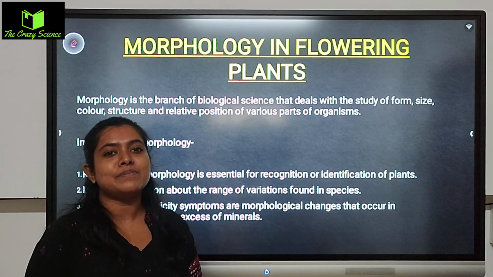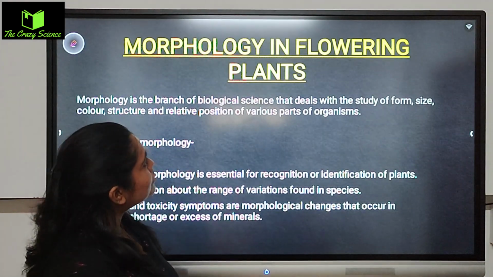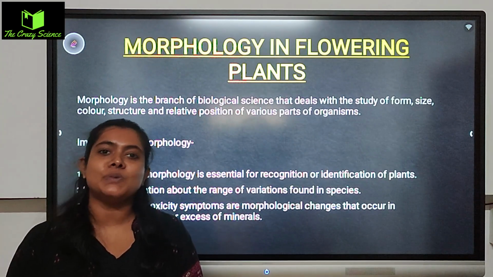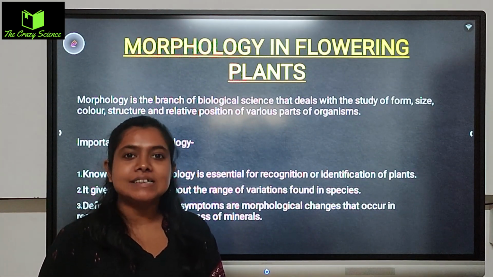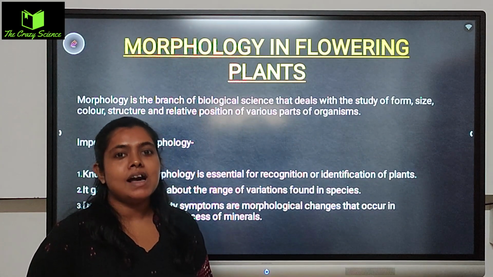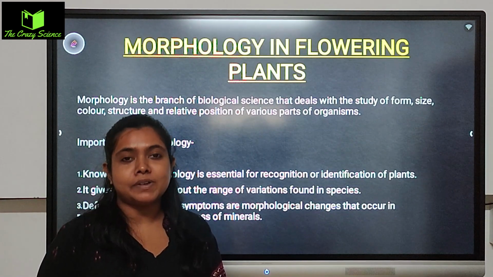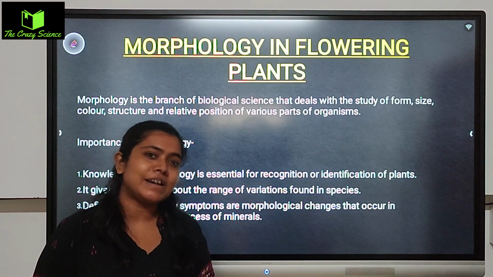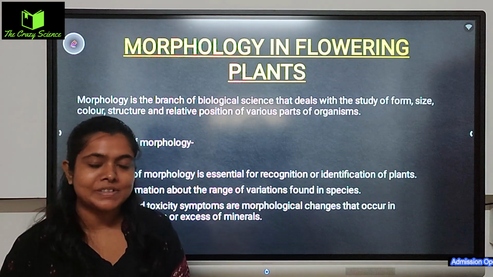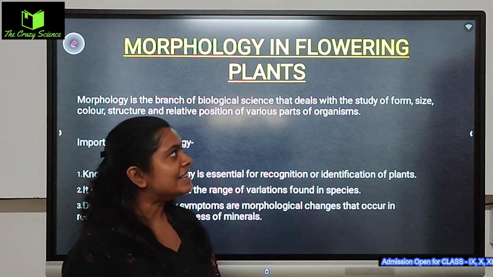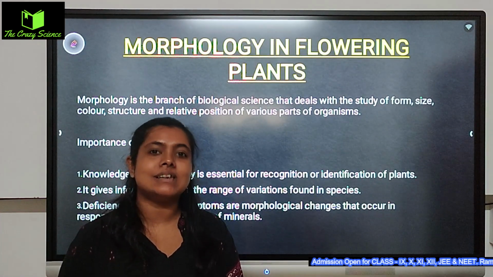First part of the next chapter, that is the morphology in the flowering plant. So we know that we have just completed the animal kingdom and it was the fourth chapter, and this is the fifth chapter of class 11. So in this chapter we are talking about roots.